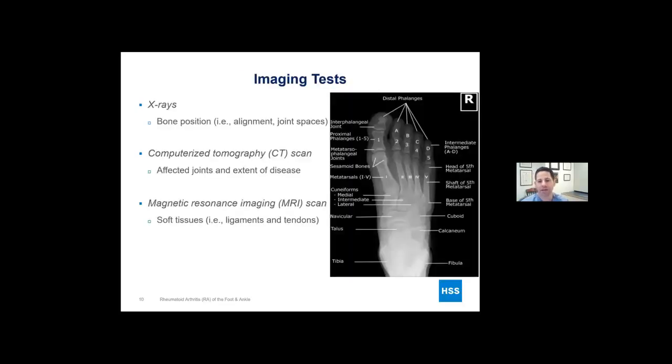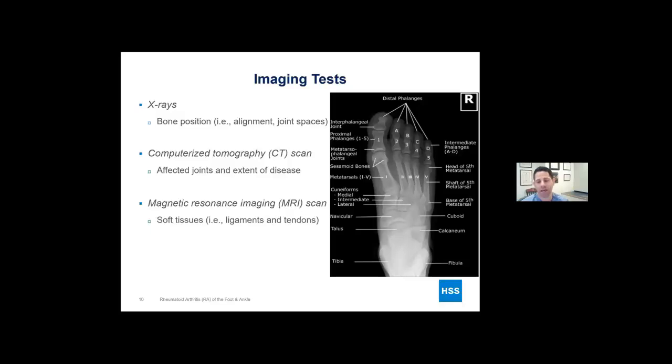Other tests that your doctor may order to help confirm your diagnosis include the following. X-rays. This test creates images of dense structures like bone. It will show your doctor the positions of the bones. The x-rays can be used by your doctor to make measurements of the alignment of the bones and joint spaces, which will help your doctor determine what surgery would be best if needed.